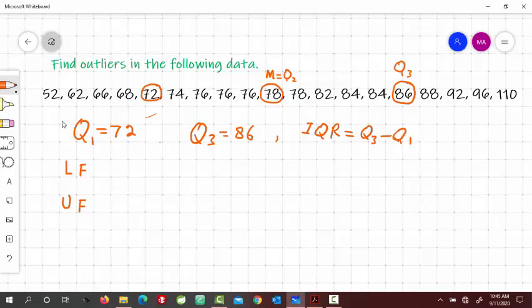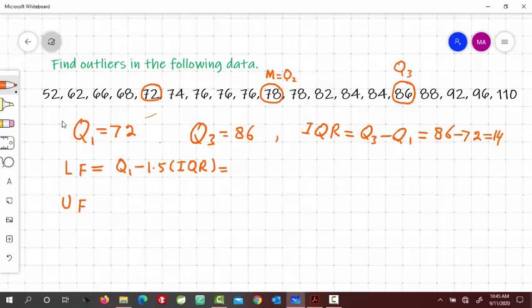And then the interquartile range is the difference between Q3 and Q1. So that's 86 minus 72, which is equal to 14. And then the next step, finding fences. Lower fence first. The lower fence would be Q1 minus 1.5 times the interquartile range, or IQR.